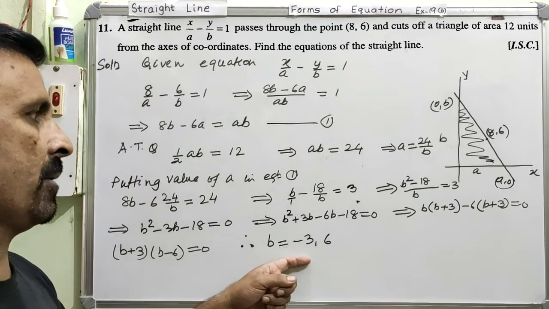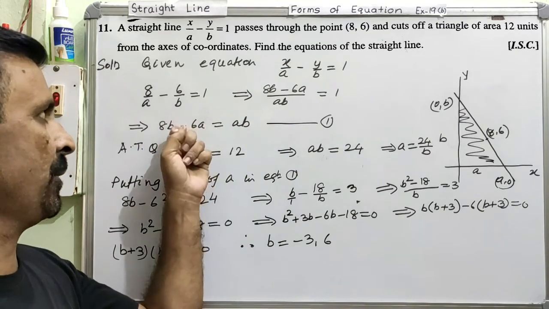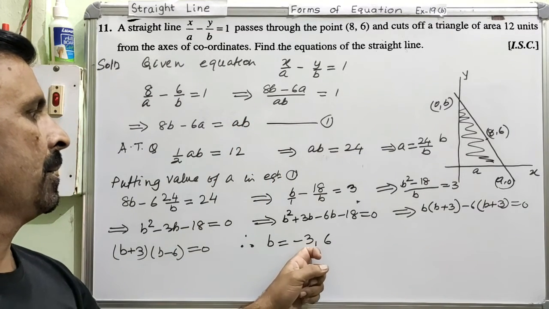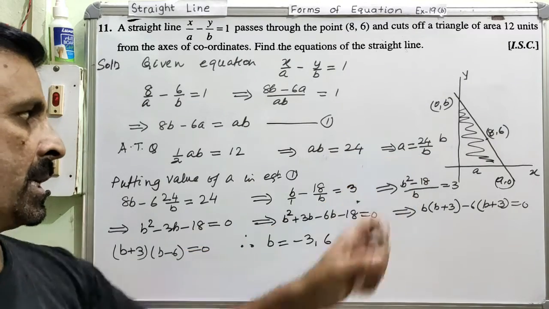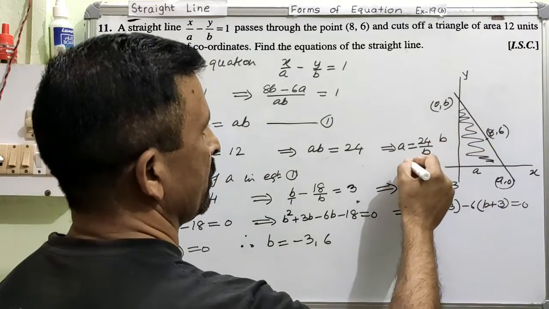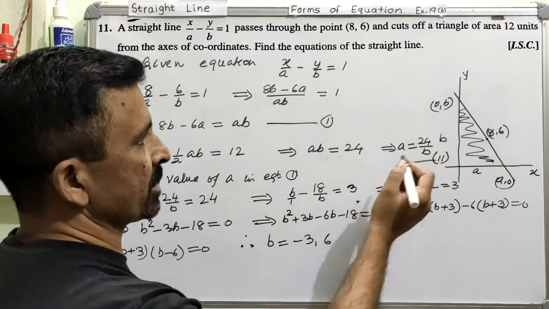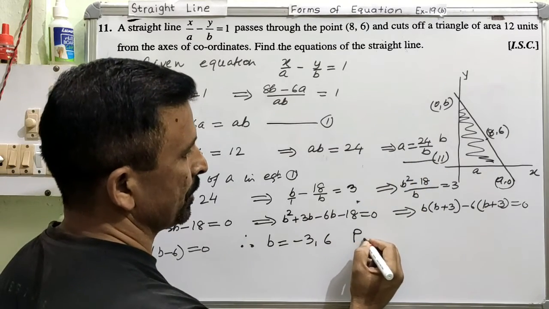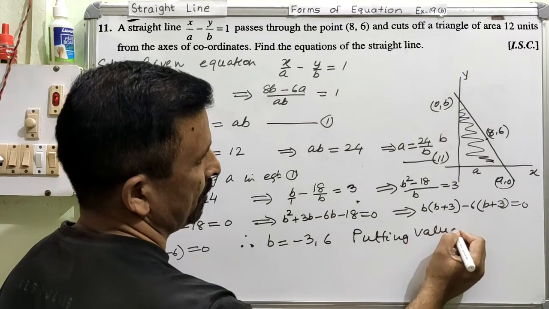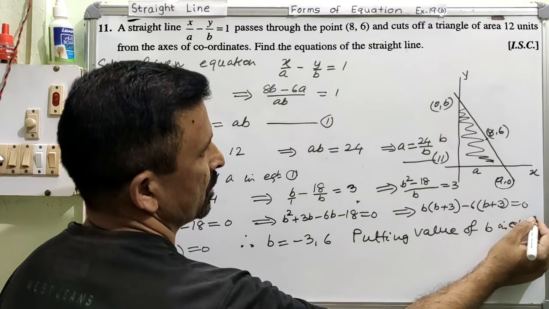Clear? Now we need to have the value of A to complete this equation. To complete this equation you need the value of A and also the value of B. So B is calculated. Clear? Now let us have the value of A from this part. Maybe we could have named this as number 2. So putting the value of B in equation number 2.